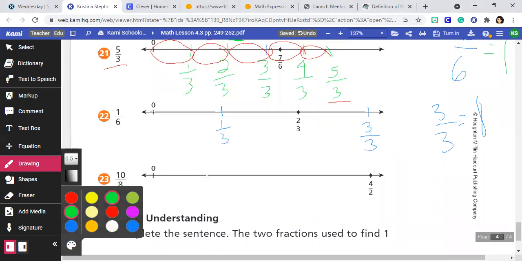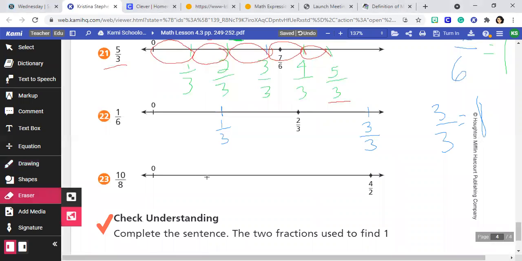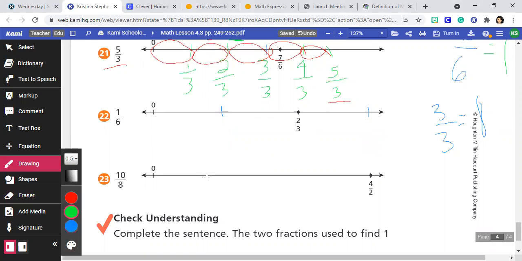So I'm going to switch over to green. I'm actually going to erase these labels here. Okay. And I'm going to relabel this as 1 for now. So, but we want between 0 and 1 to be sixths. So I am going to now think of this 1 as 6/6. So I'm going to go backwards, maybe about here.